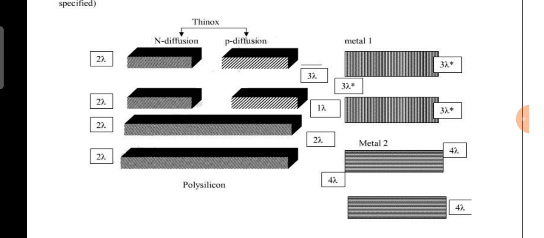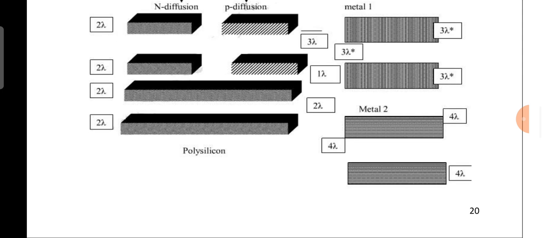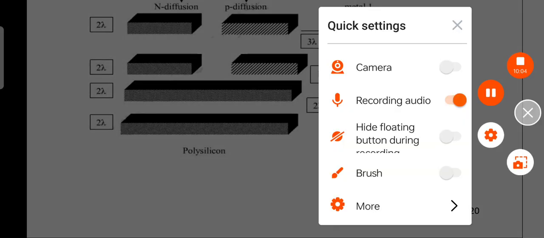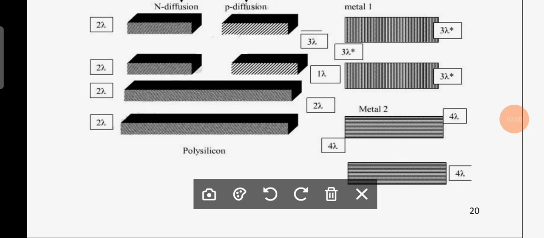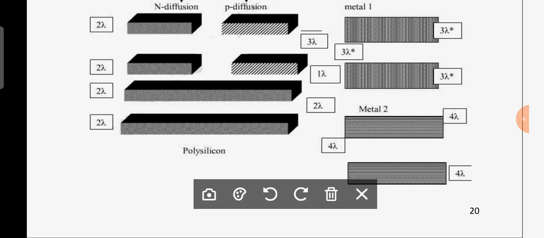Now once again I'm telling each and everyone, this is a pictorial representation. You can talk about it. If you are having any doubts, you can ask. One more time I'm telling each and everyone: is it clear? Now you can observe the minimum width of diffusion, 2 lambda. Is it clear?